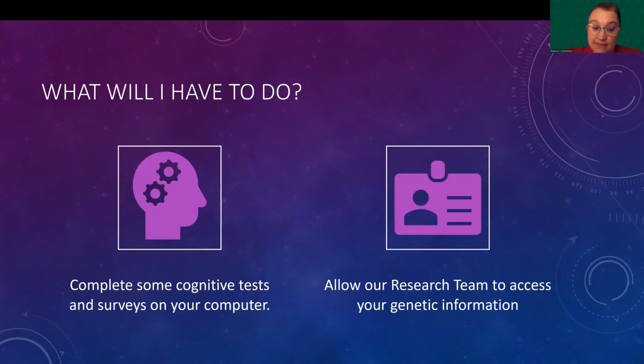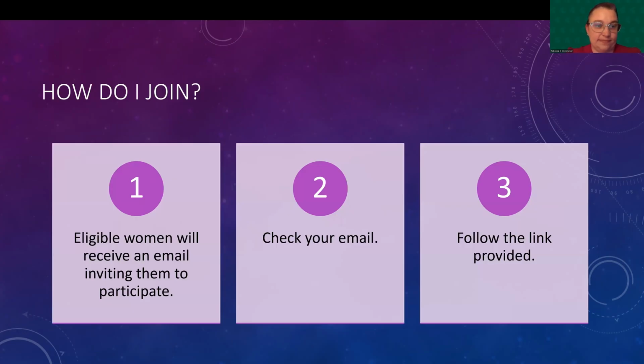What do study participants have to do? Well, first, they have to complete some cognitive tests and surveys on their computer. And second, they need to give the research team permission to access their genetic information. How do people join? Eligible women will receive an email inviting them to participate. So check your email. If you've been invited and you're interested, all you have to do is follow the link provided to consent, and then we'll send you the link for the cognitive testing.